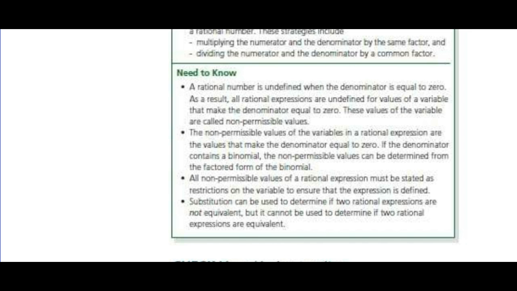The non-permissible values of variables are the values that make the denominator 0. If the denominator contains a binomial, the non-permissible values can be determined from the factored form. All non-permissible values must be stated as a restriction. Substitution can be used to determine if two rational expressions are not equivalent, but it can't be used to determine that two of them are equivalent. So if you put a 1 in and get different numbers, you say these aren't equivalent, but even if it does work out, you can't state that they are equivalent. You'd have to do something else, like prove.